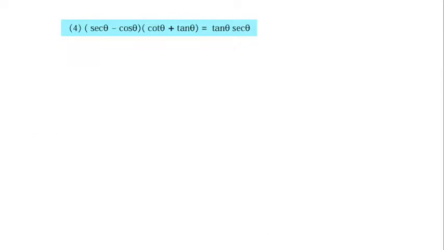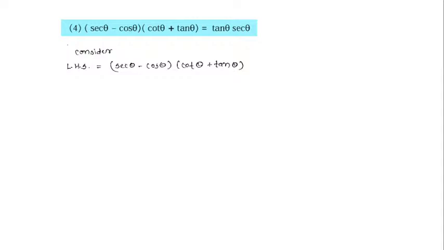So this is the next question. We have to show that (sec theta minus cos theta) into (cot theta plus tan theta) is equal to tan theta into sec theta. So again we have here the left hand side, we have to start with that. Left hand side is equal to (sec theta minus cos theta) into (cot theta plus tan theta).